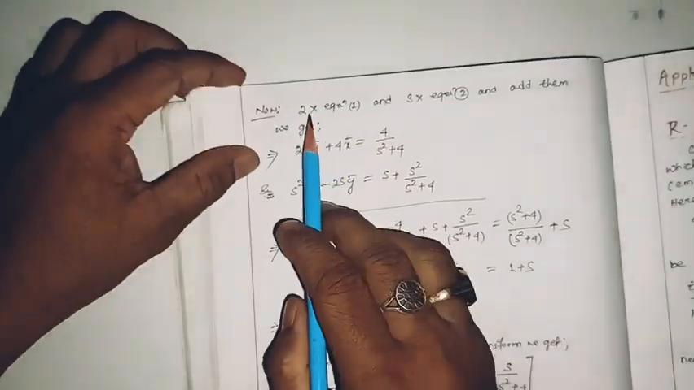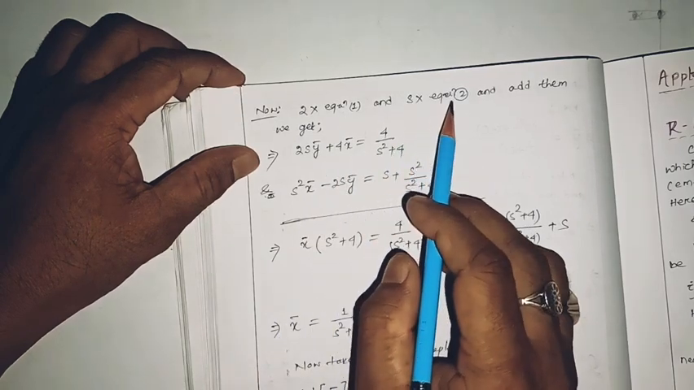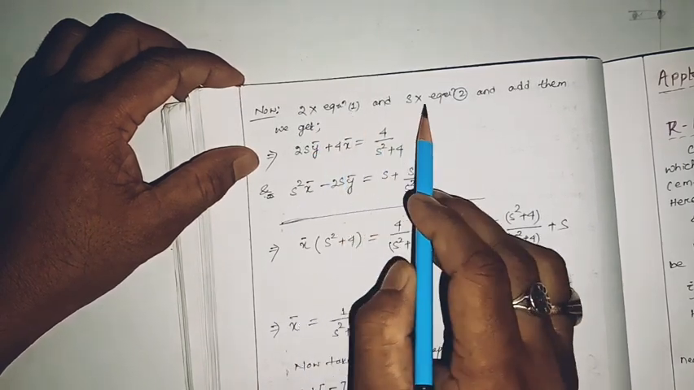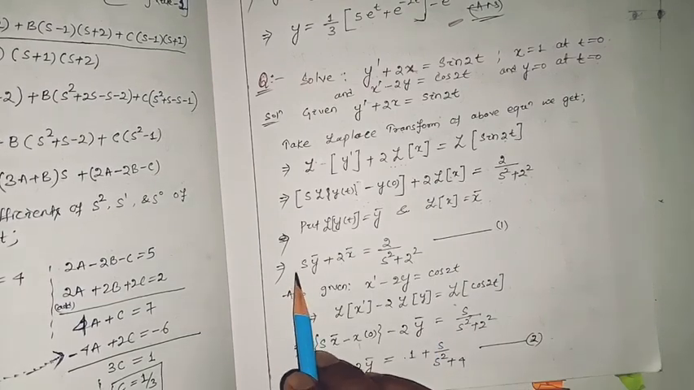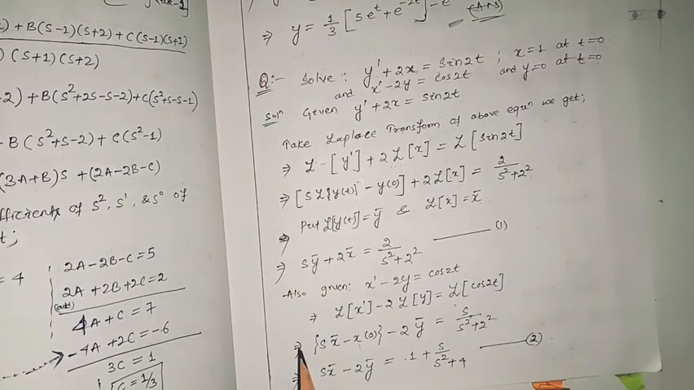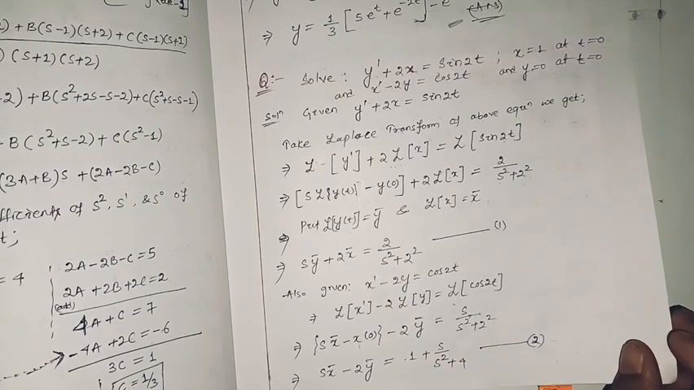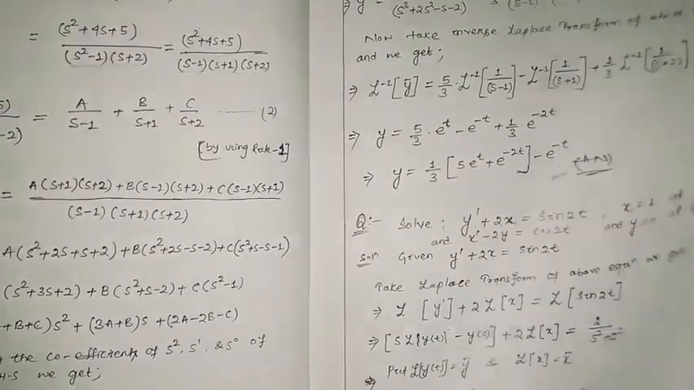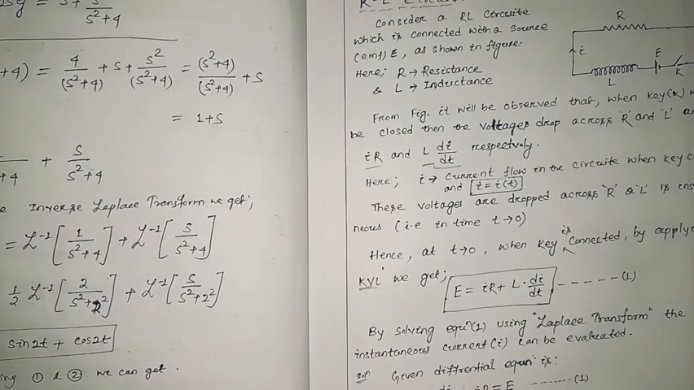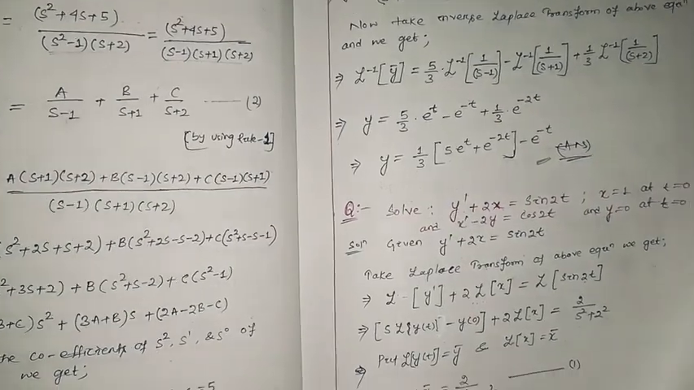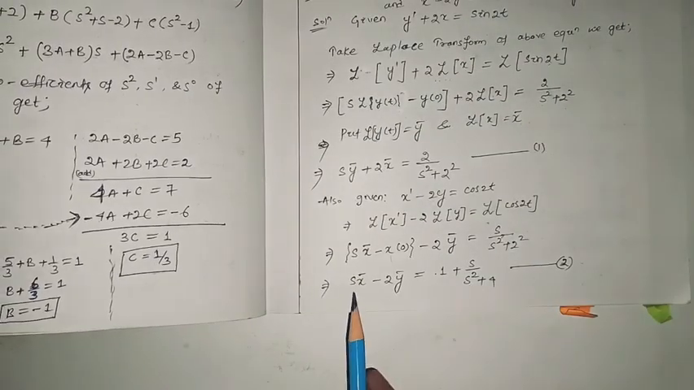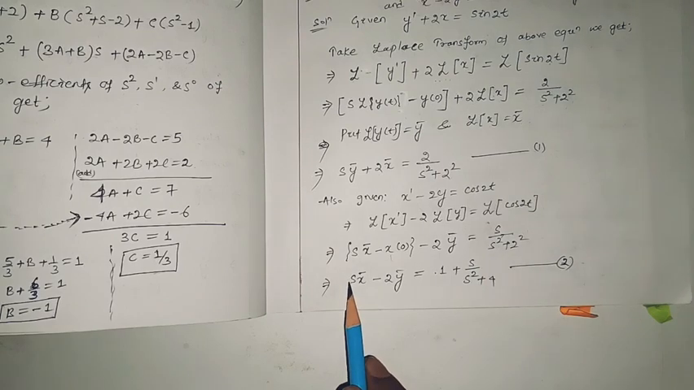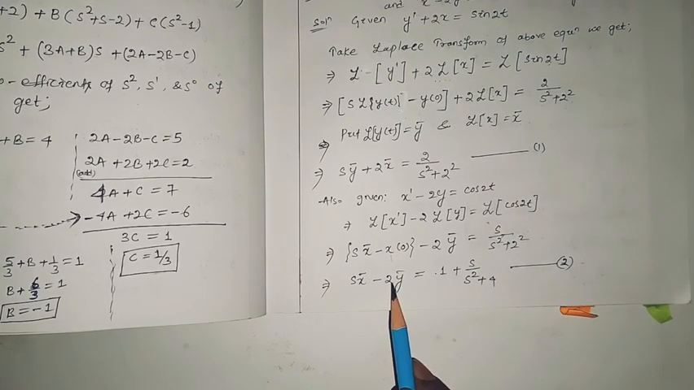Now consider 2 into equation number 1, s into equation number 2, and add them. We get, carefully you have to observe, 2 multiplied with equation number 1. So it will be 2s y bar plus 4x bar equal to 4 by s square plus 4, and then s multiplied with equation number 2, this will be s square x bar minus 2s y bar.